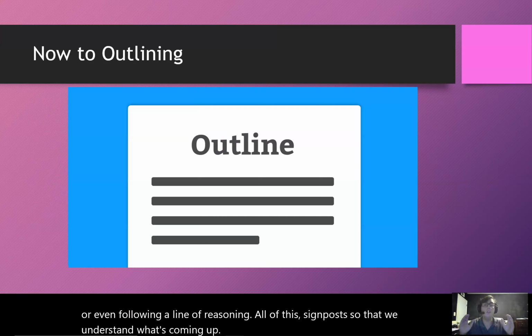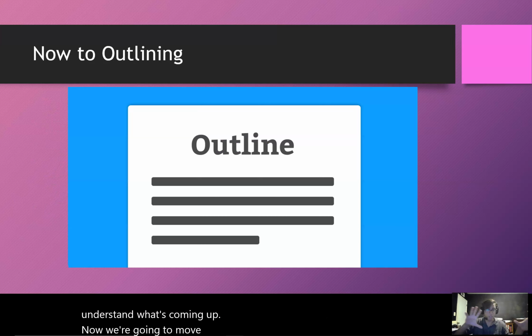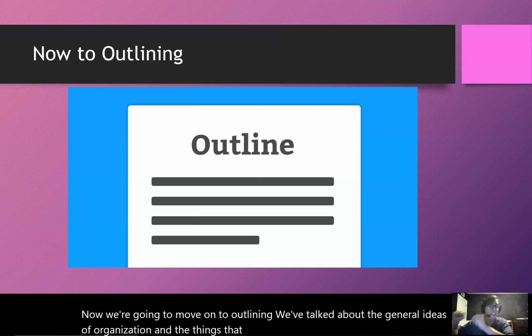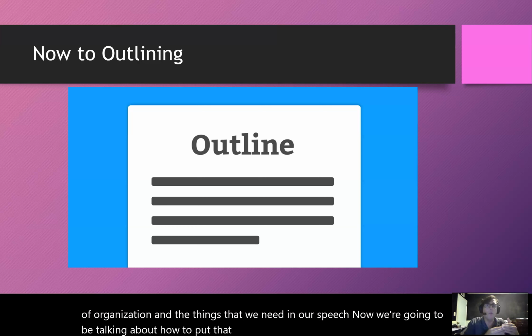Now we are going to move on to outlining. We've talked about the general ideas of organization and the things that we need in our speech. Now we're going to be talking about how to put that on paper, how to outline.